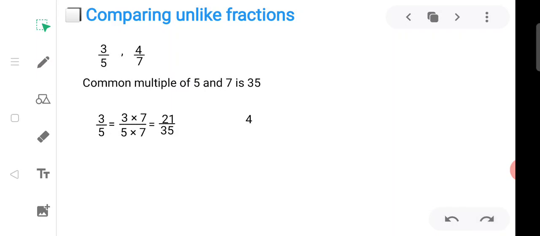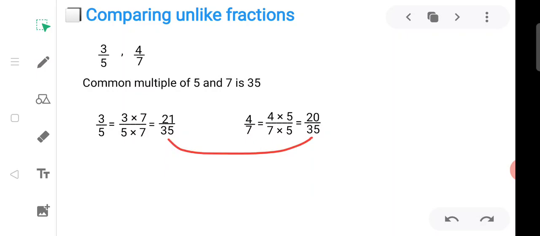See the next fraction, 4 upon 7. How do we get 35 from 7? If we multiply 7 by 5, we get 35. So we need to multiply 4 by 5 as well. 4 fives are 20, 7 fives are 35. Here we get 20 upon 35. So see, the denominators are the same, 35 and 35.